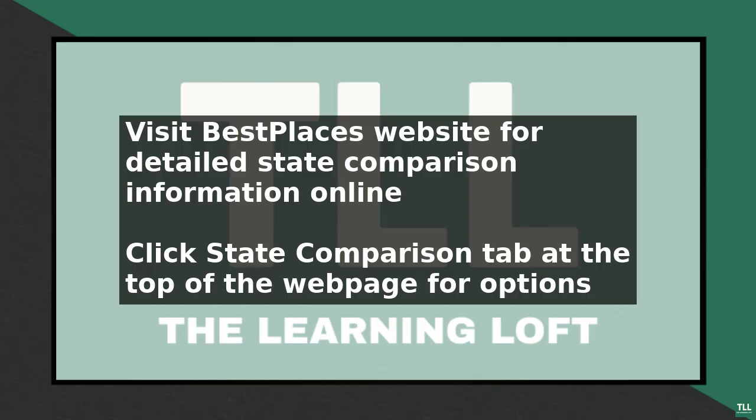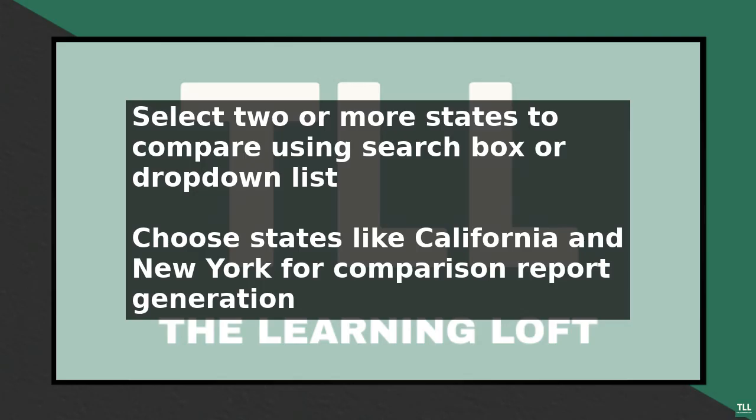You can choose states by typing their names in the search box or by selecting them from a drop-down list. For example, if you want to compare California and New York, simply type these state names in the search box and click the Compare button.